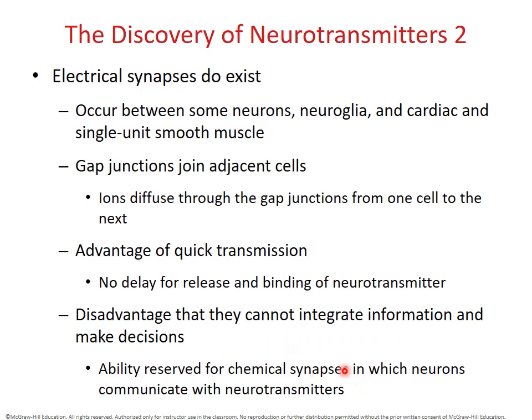With chemical synapses, we can regulate intensity. We can cause a variety of different kinds of effects, but electrical synapses are generally all or nothing phenomena, and they're more difficult to regulate. So they're quick, but we can't get involved in the kind of integration and regulation that we need usually in an organ like the brain.